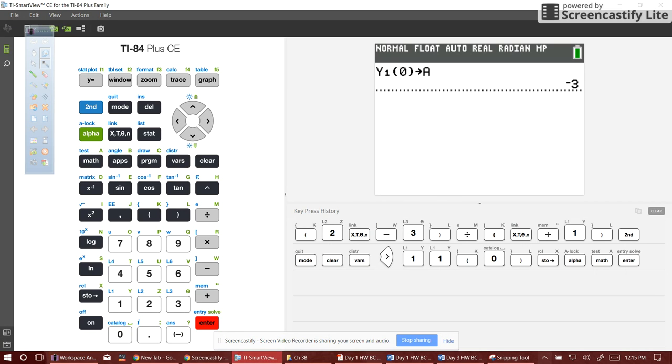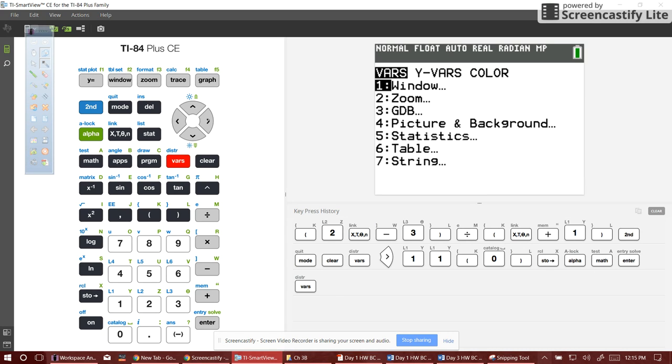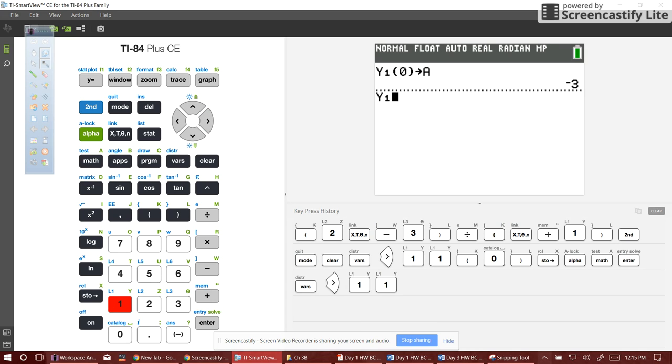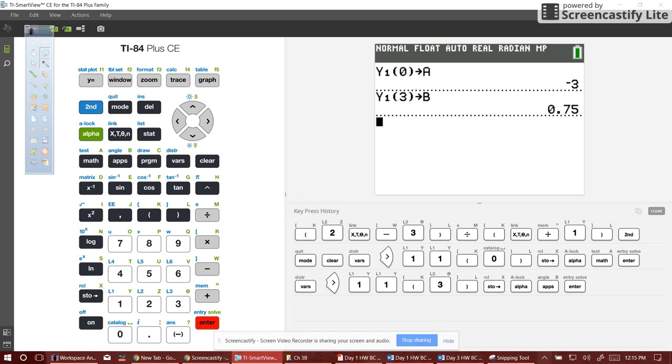I'll then go back to my calculator and I'll go get that again. So vars, y-vars, 1 for function, 1 for y1, and then parenthesis, and this time we're going to do 3, and I want that to be stored with a different letter. So I'll press my store and I'll say alpha B. And again, I'll press enter.